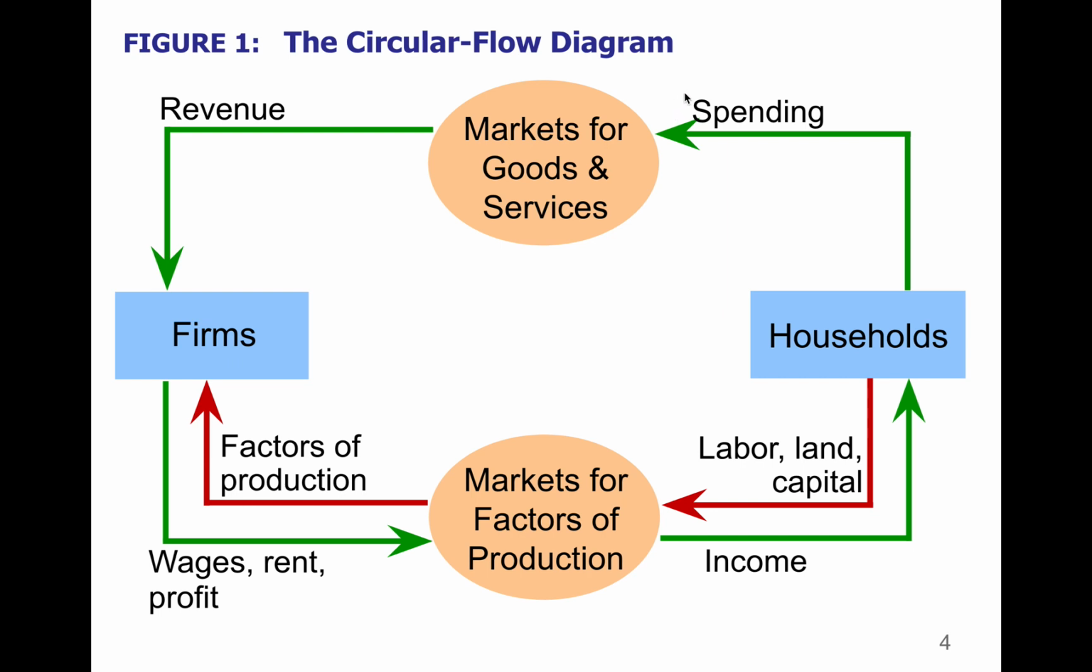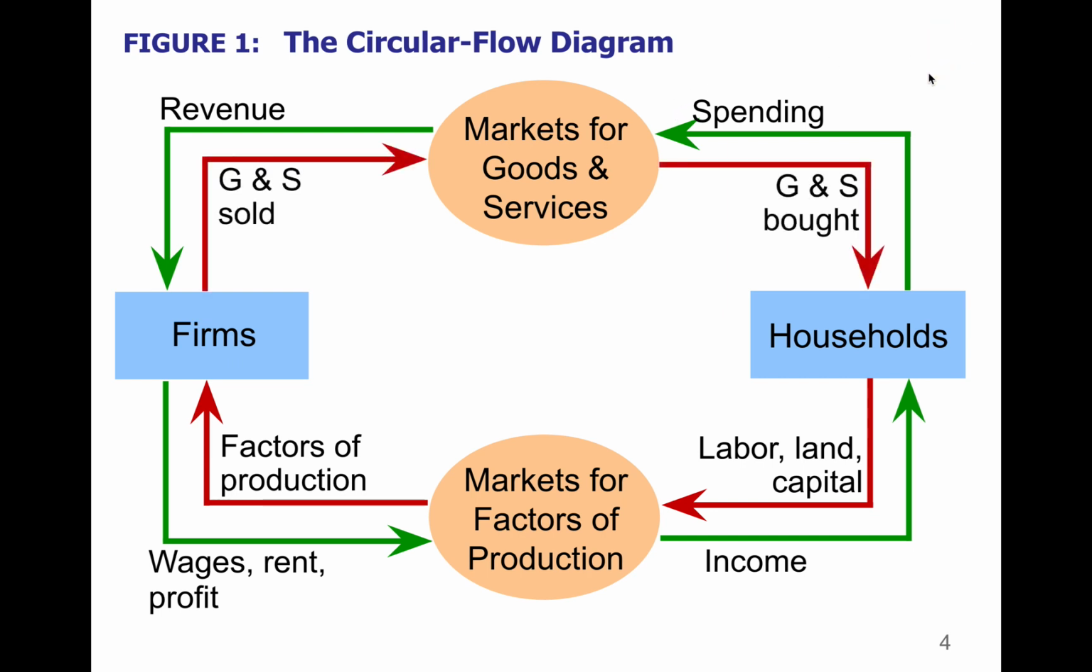And in exchange for that money being spent, firms are going to sell you goods and services and you are going to buy goods and services. So you'll see that the stuff circulates in the red line and the money circulates in the green line. Everything is just a series of transactions.